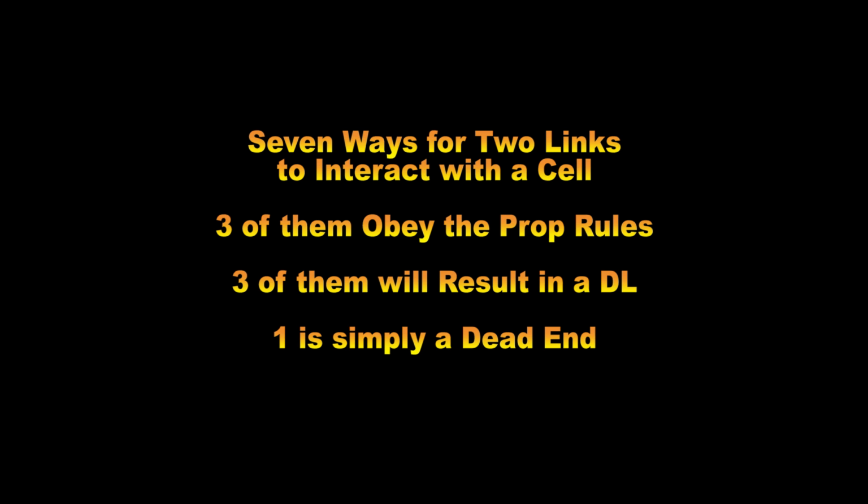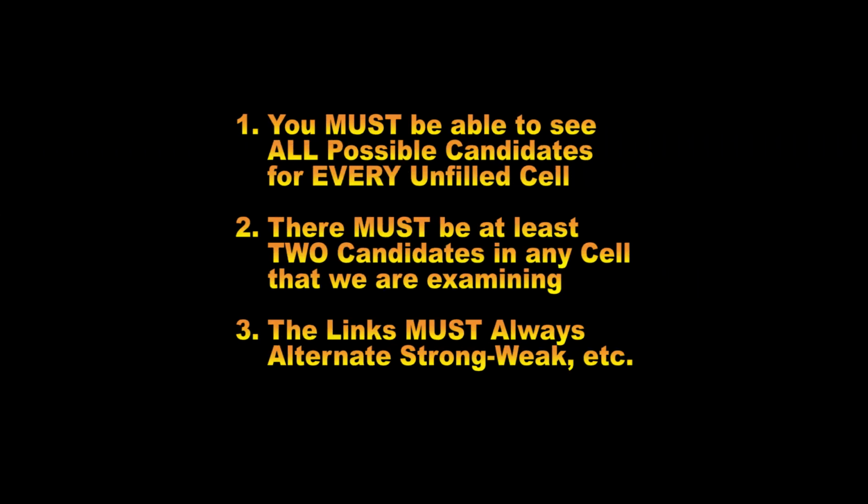But before we take a look at all 7 of these ways, there are 3 important stipulations that I would like to make clear. First, I am assuming that you are using an app or a computer program that features automatically updated candidate lists, or that you have correctly filled in all the possible candidates for each cell by hand. If you are not seeing all the possibilities for each cell, then you will not be able to envision any of the configurations I will be describing here today and in the next 3 videos. You must be able to see all possible candidates for every unfilled cell.